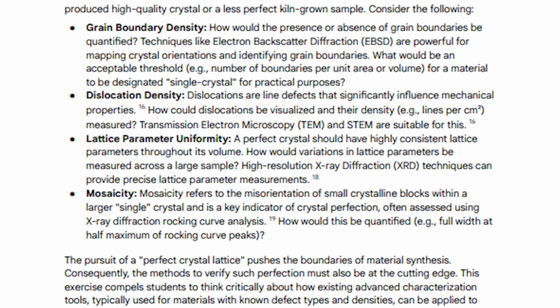Dislocation density. Dislocations are line defects that significantly influence mechanical properties. How could dislocations be visualized and their density, e.g., lines per centimeter squared, measured? Transmission electron microscopy, TEM, and STEM are suitable for this.